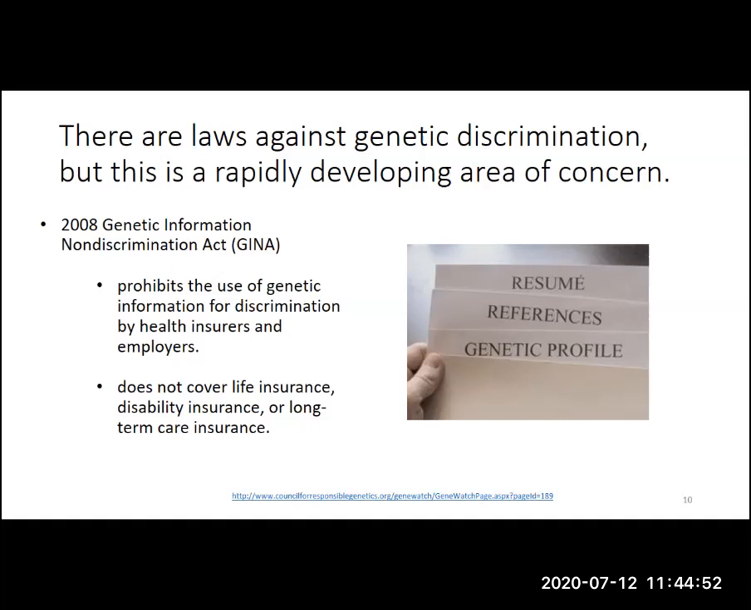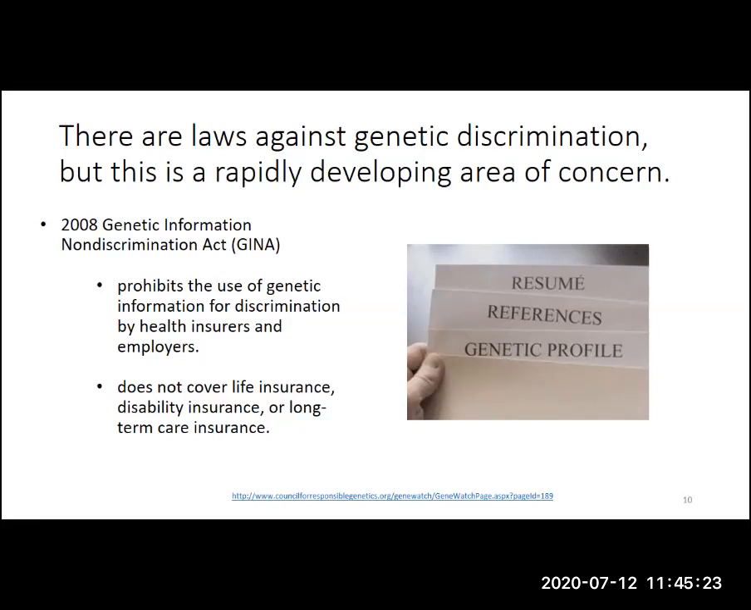It says that basically, if you do one of these genetic tests and you've got a predisposition for a cancer or some other type of disease, the insurance companies and your bosses can't use that information to discriminate against you. However, at this point, GINA, the Genetic Information Non-Discrimination Act, does not cover life insurance, it does not cover disability insurance, and it does not cover long-term care insurance.